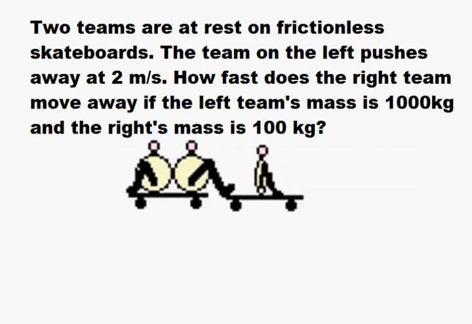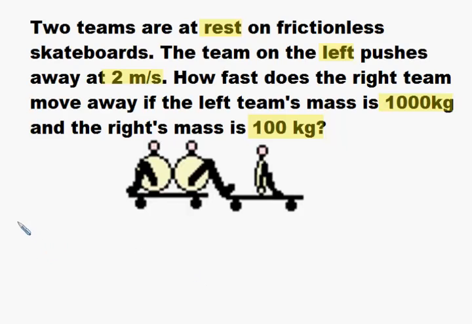For our first example, we've got these two teams on skateboards, and they're going to push away from each other. Two teams are at rest on frictionless skateboards. The team on the left pushes away at 2 meters per second. How fast does the right team move away if the left team's mass is 1,000 kilograms and the right team's mass is 100 kilograms?